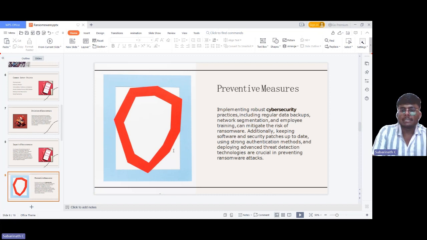Preventive measures. Implementing cybersecurity practices including regular data backups, network segmentation, and employee training can mitigate the risk of ransomware. Additionally, keeping software and security patches up to date, using strong authentication methods, and deploying advanced threat detection technologies are crucial in preventing ransomware attacks.